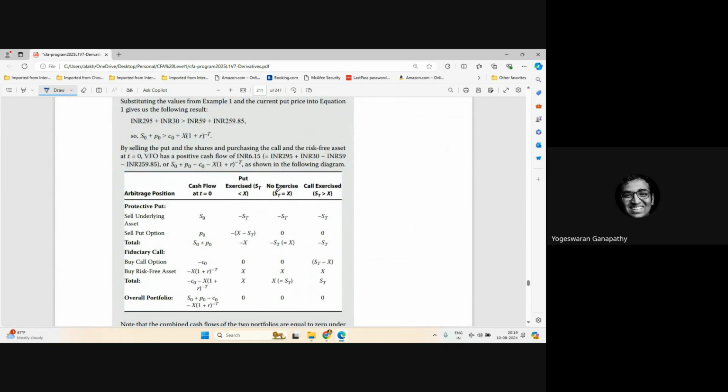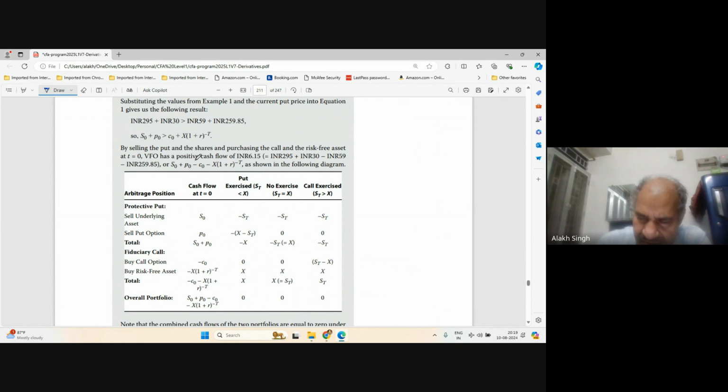Essentially, we are just buying the RHS, which is at a lower price, and selling the LHS, which is at a higher price. Then only you will be able to make arbitrage profit. So he says, by selling the put and the shares and purchasing the call and the risk-free asset at time zero, VFO has a positive cash flow of 650.